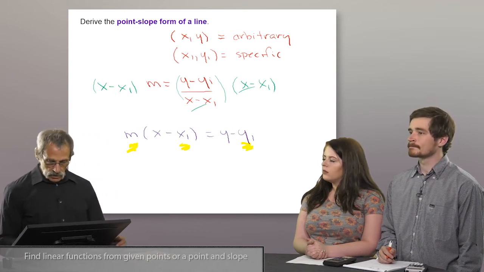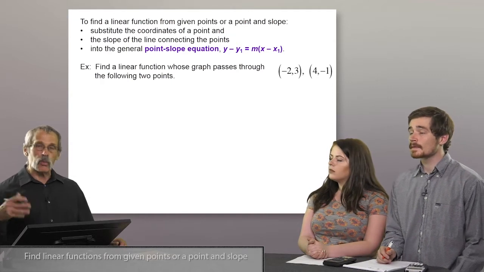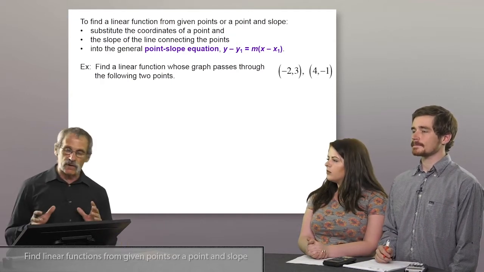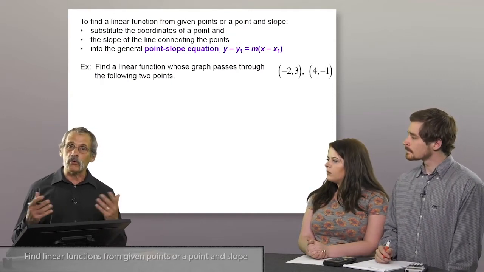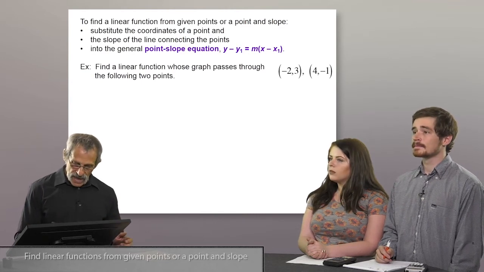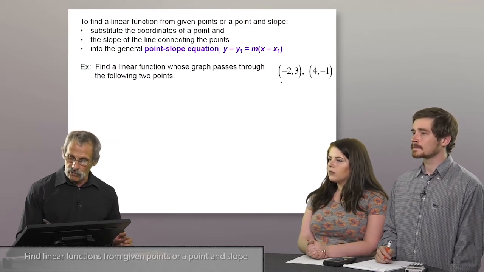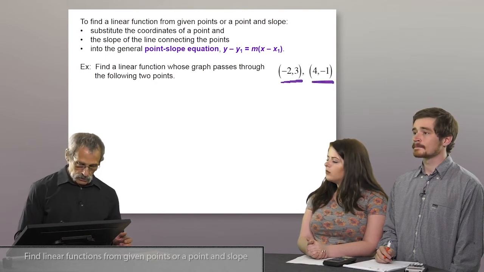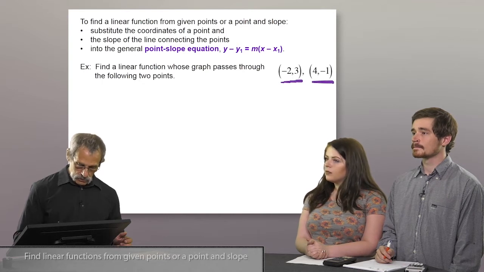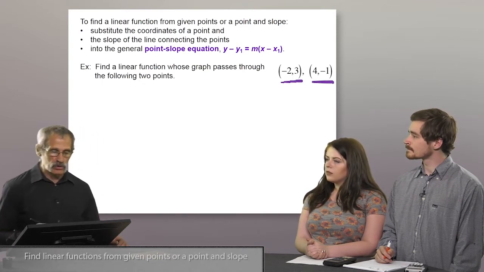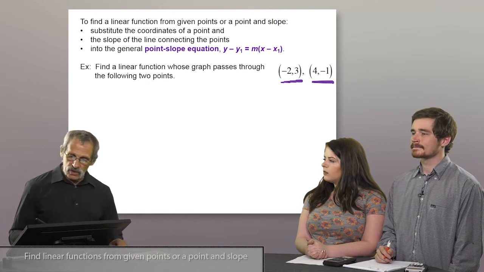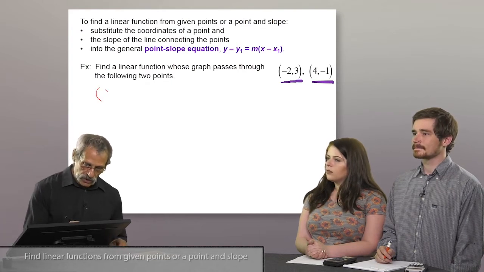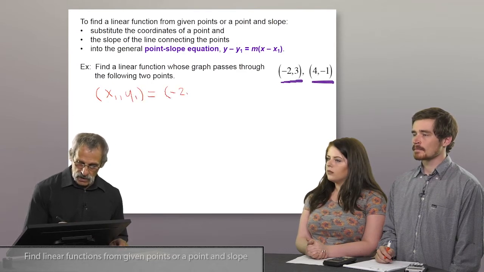So let's use this point-slope form of a line to find a linear function whose graph passes through these 2 points: negative 2, 3 and negative 4, 1. Let me switch over to pen and we'll do this. First, I'm going to identify one of the points as the specific point, x1, y1, and I'll choose the first point, negative 2, 3.